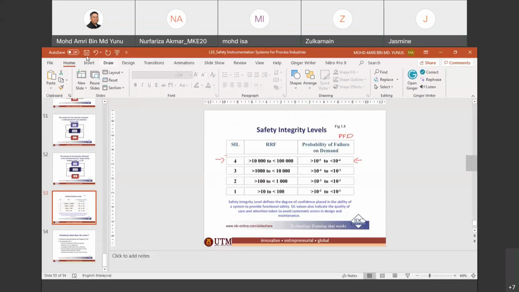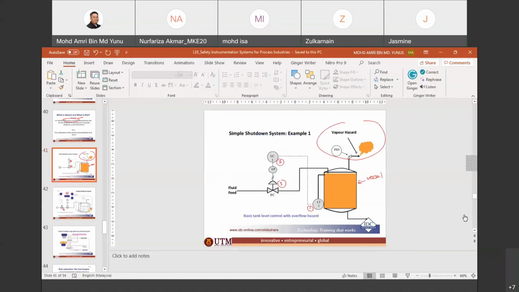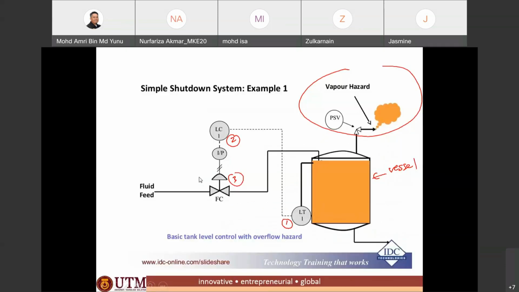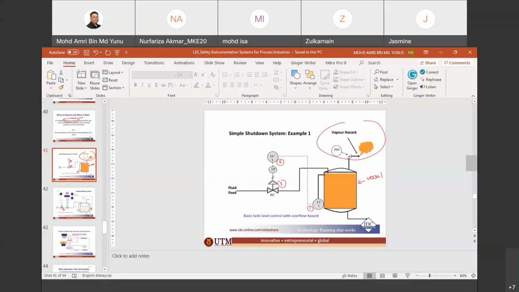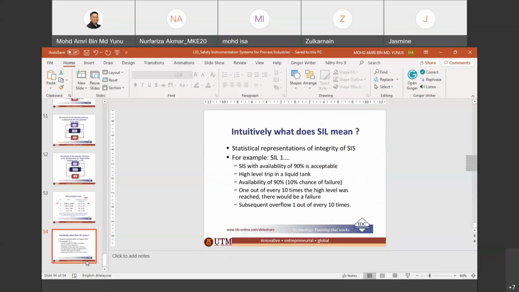I think this is the most important part of the safety instrumented system. You must understand the concept of how to install a safety instrumented system. So let's say maybe we do some other example, a simple example maybe.